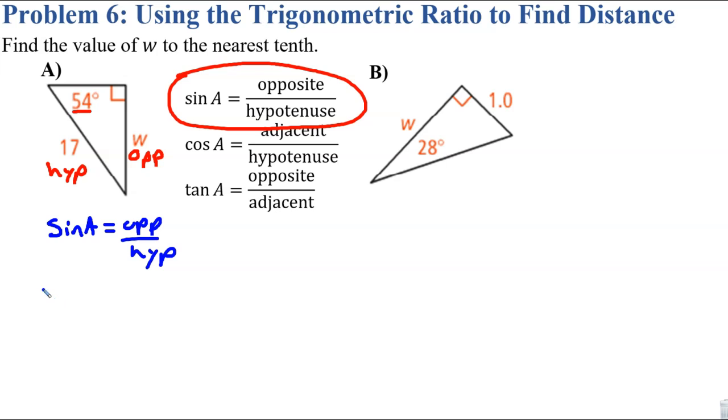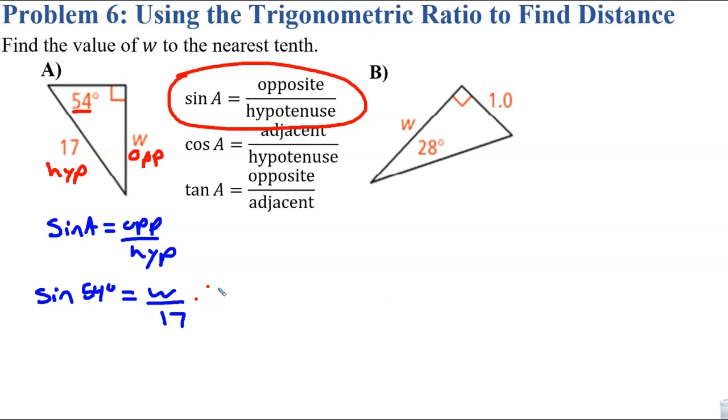Okay, so let's fill in what we know. We've got the sine of angle A, which is 54 degrees, is equal to, it says, the opposite on top, which would be the W, over the hypotenuse on bottom, which is the 17. Okay, so I have, again, a fairly simple equation that I can solve for W with.